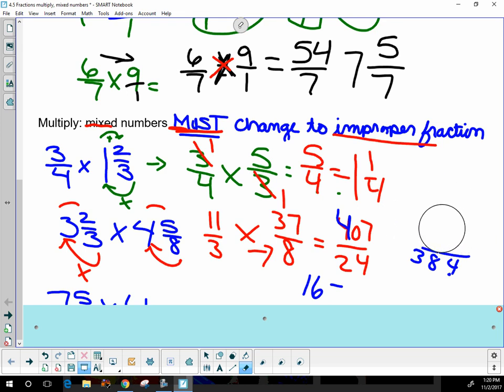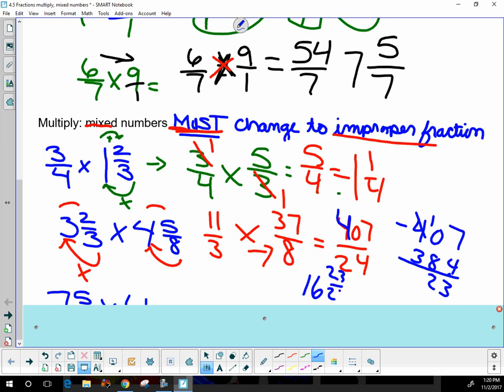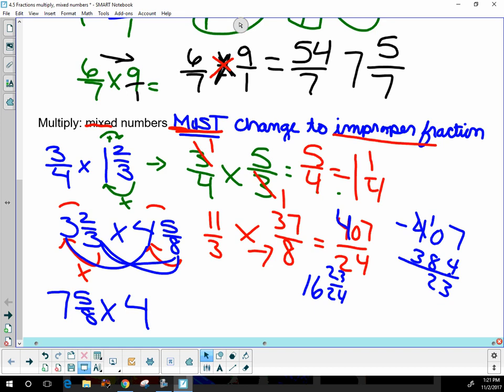384 was my result, so I want to keep that. Difference is 3. Oh, 16 and 23 24s. Okay. 3 times 4 we said was 12. Somehow we got another whole number out of this and made this basically being multiplied by 4. 4 times 4 is 16. So you're not going to get the correct answer if you don't go with the improper fraction, okay? There's only a couple of these.